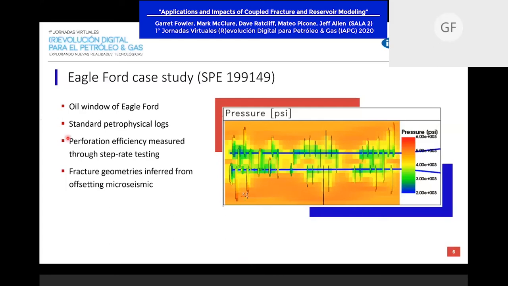Similarly, perforation efficiency through step rate testing. That's, again, interpreting a pressure and rate signal to assume or to measure perforation efficiency as indirect. And then microseismic to measure fracture geometries. And so we were able to build a model and history match. You'll notice that there are gaps in between fractures here, indicative of the measured about 60 to 75% perforation efficiency.